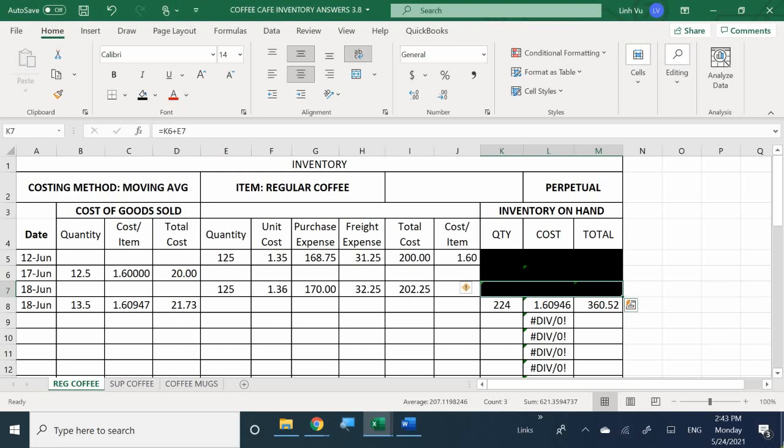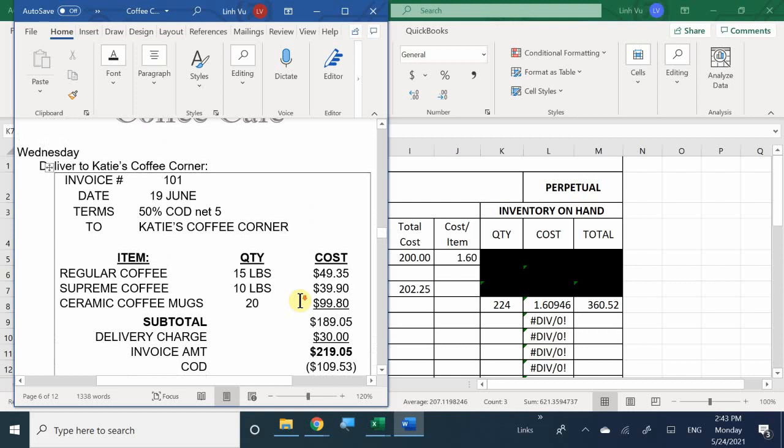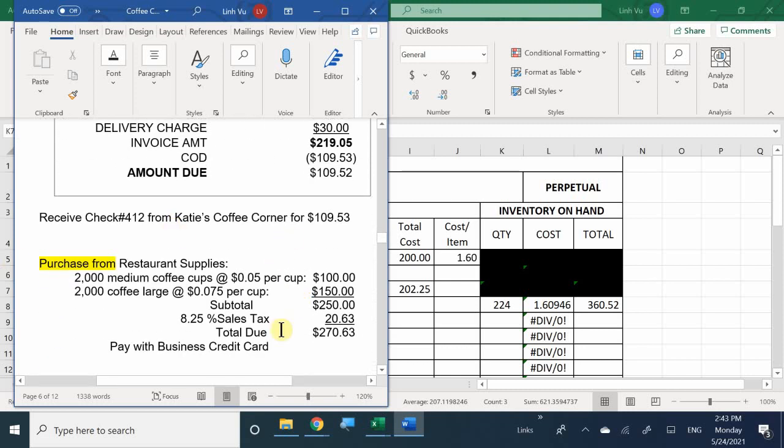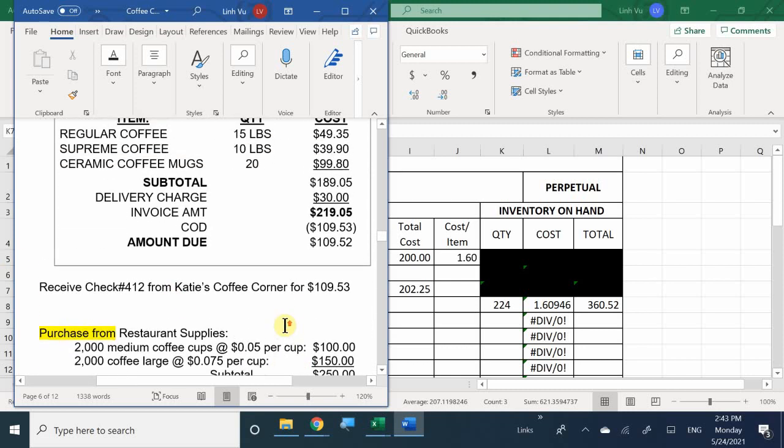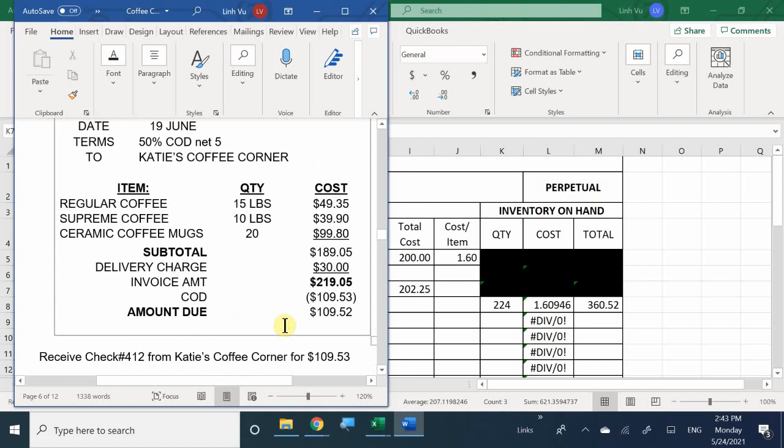Here in my scenario, I don't tell you to go to inventory. However, how do we know how much we got rid of, to update our inventory? Well, I sold something, so I have to adjust it since it's perpetual. Correct. So how many pounds of regular coffee did I sell and how many pounds of Supreme coffee did I sell? 15 and 10. 15 and 10. So there we have it.